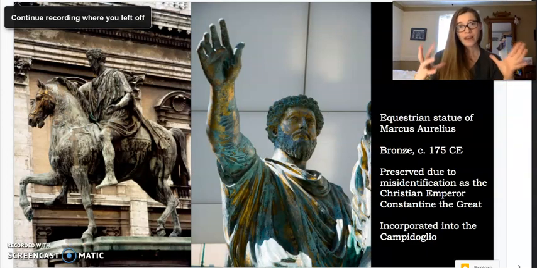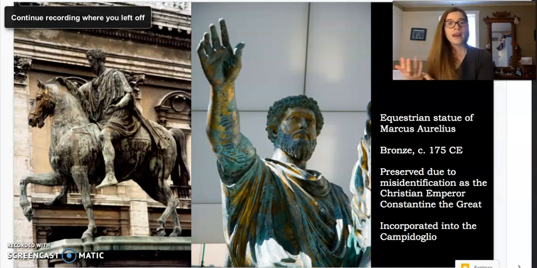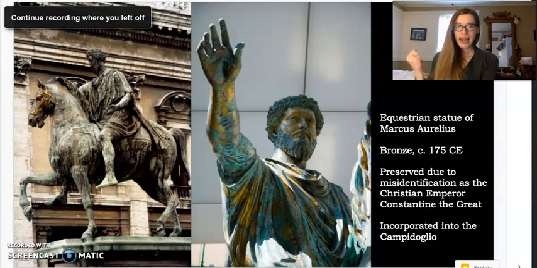And at the center of the piazza was placed this equestrian statue of Marcus Aurelius, which was preserved because it was misinterpreted as a statue of the Christian emperor Constantine the Great. So when a lot of the statuary and artistic works from classical antiquity that dealt with pagan emperors were destroyed by iconoclastic Christians during the medieval period, a lot of material was kept because it was thought to pertain to the early origins of Christianity and its acceptance as a religious movement.